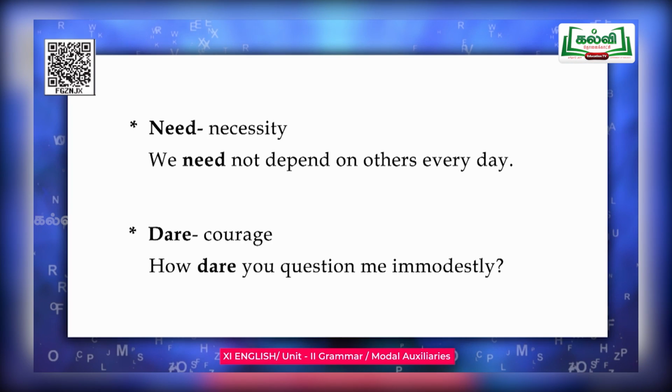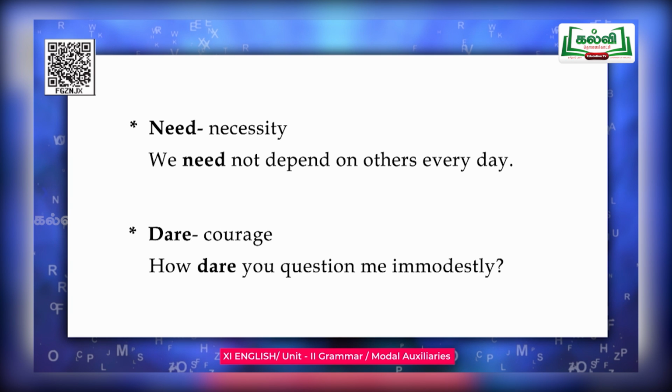And then the next modal verb is need. Need is used for necessity. We need not depend on others every day. We have to be self-reliant. This point has to be conveyed here. So for expressing necessity, we can use need in the sentence.